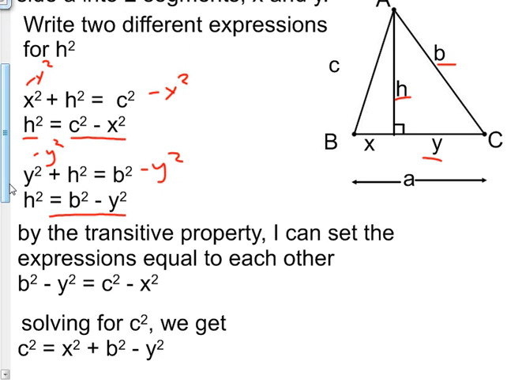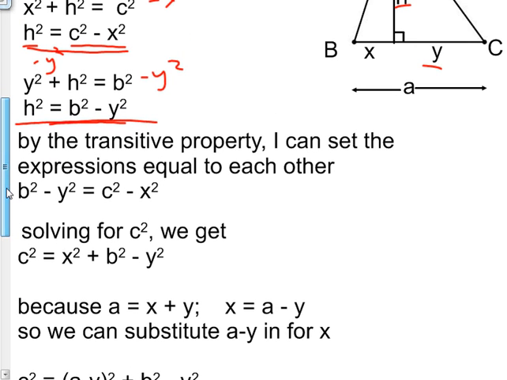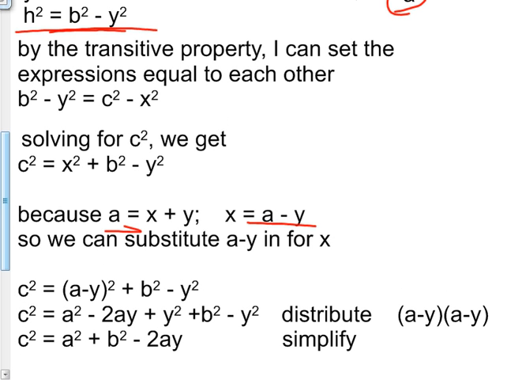Then by the transitive property, because h squared is equal to this and h squared is equal to this, I can set them equal to each other. So I have b squared minus y squared is equal to c squared minus x squared. Solving for c squared, we get that c squared is equal to x squared plus b squared minus y squared. But if you look back up here, because a is really equal to this segment plus this segment, or x plus y, then x is equal to a minus y. So we can substitute a minus y in for x.